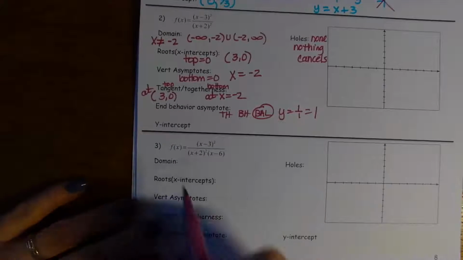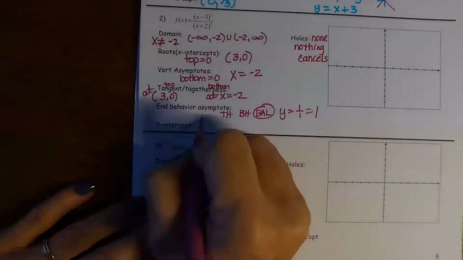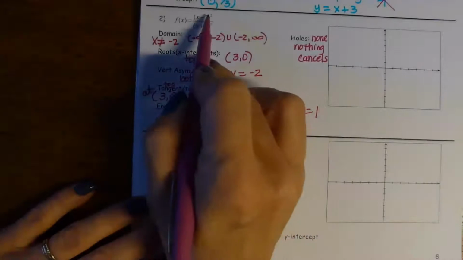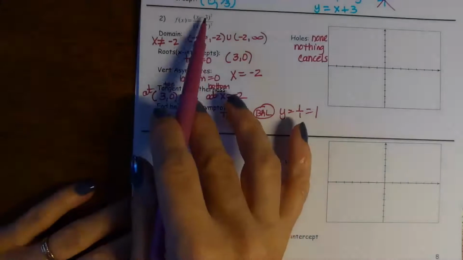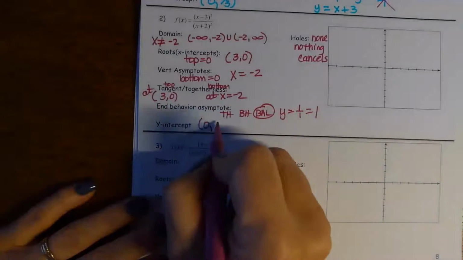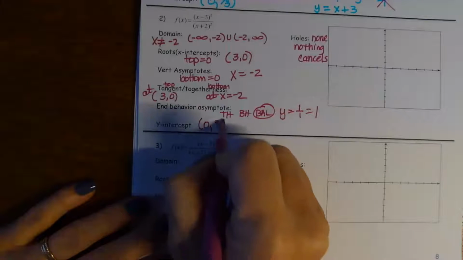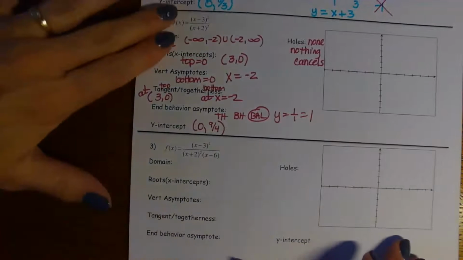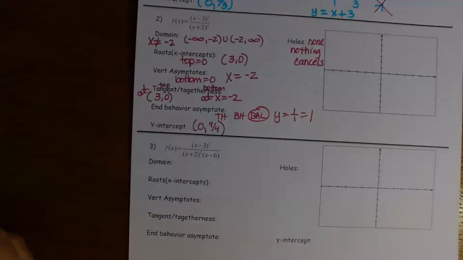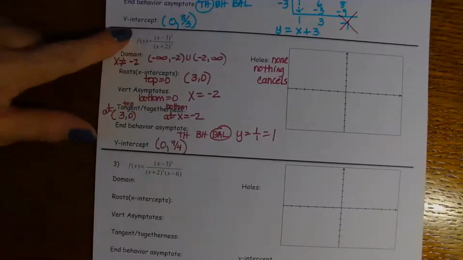Y-intercept. Now these are both squared, so they're both going to be what? Positive. And it's going to be what? 9/4. Right? Okay. So does everyone feel comfortable getting your left side information in? The graph might be scary yet, but you can get the left side done. Then graphs are good. So let's follow our clues.